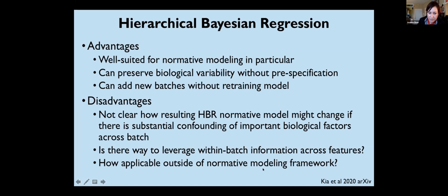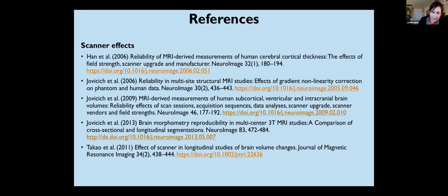And how applicable would this be outside of normative modeling? I don't know, but it seems a good approach for normative modeling, and I look forward to looking at the implementation of this. I think there is code available. Okay, and that's basically it.